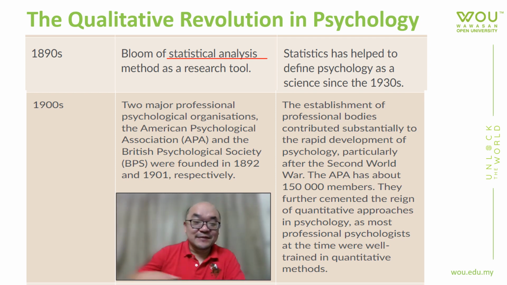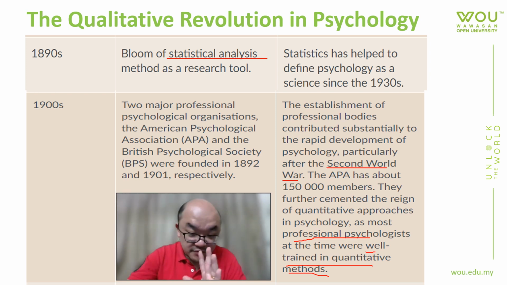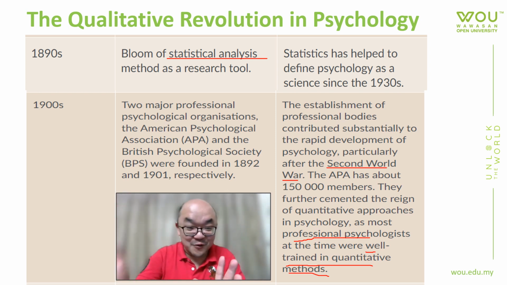And then after the Second World War, APA is established, and you can see that it blooms really fast. People were taking up membership quite fast, etc. And the professional psychologists at the time are considered those who are well trained in quantitative methods. Again, you can see until now, from the 18th century to the 1900s, we are still talking about quantitative, still talking about positivism. The qualitative side is totally gone, not there.